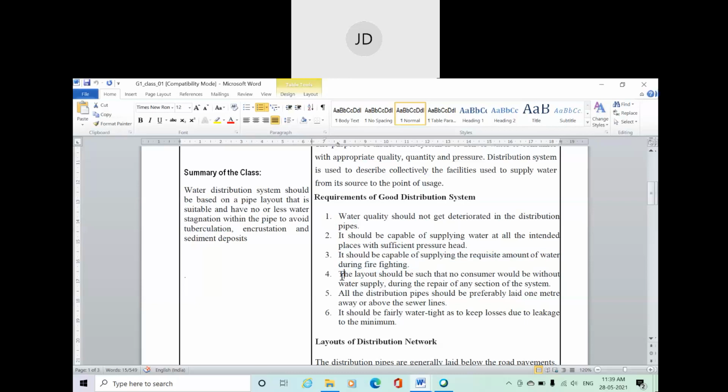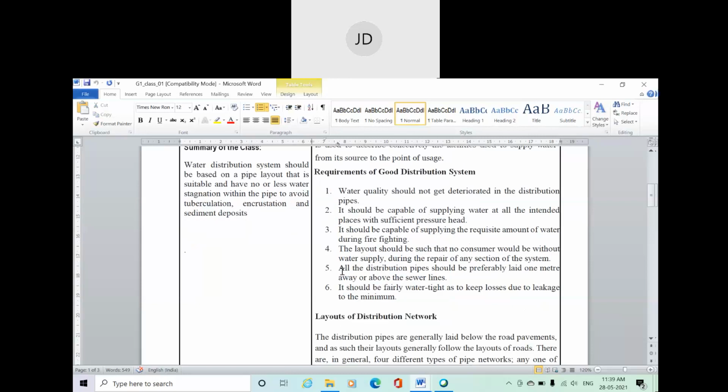Next, we'll come to the layout. The layout should be such that no customer would be without water supply during the repair of any section of the system. Basically, we are going to discuss different patterns of distribution systems very soon. The main advantage of choosing a distribution layout is that even during the repair period, a consumer should not be left without water. That means there must be some other way of providing water, or a backup pipeline or backup distribution system, so that during maintenance of the main distribution line, you can provide water to that customer.